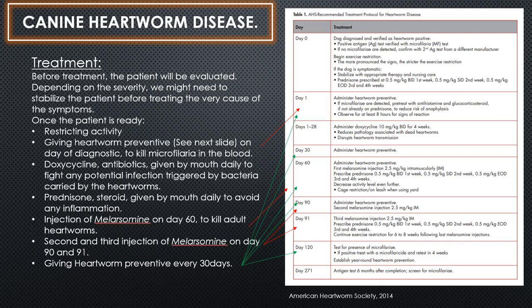Then we're going to give the patient doxycycline and prednisolone for about a month by mouth every single day. Doxycycline is an antibiotic that we're going to use to prevent any infection that might be triggered by the decomposition of the heartworms in the body, and prednisone to avoid any inflammation of the tissues.